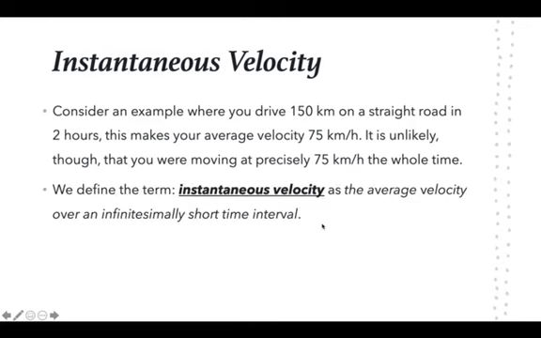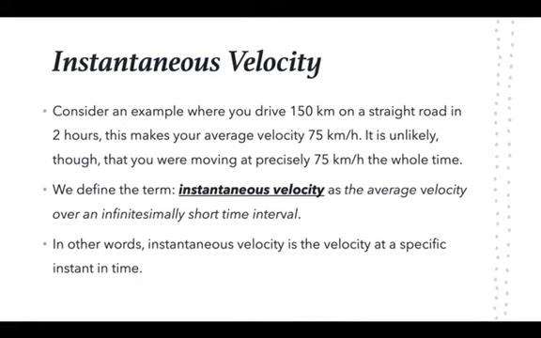All right? Now, the term instantaneous velocity is when we take a very, very small time interval and we calculate the average velocity of that very small time interval. In other words, instantaneous velocity is the velocity at a specific instant in time. What's your velocity 30 seconds into the trip? Or what's your velocity at 1 hour, 2 minutes, 3.17 seconds? So a very specific instant in time, what's your velocity? That is what we mean by instantaneous velocity.